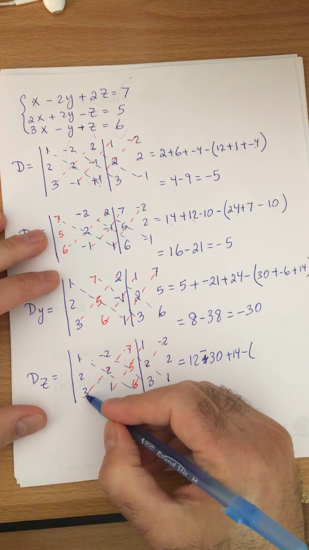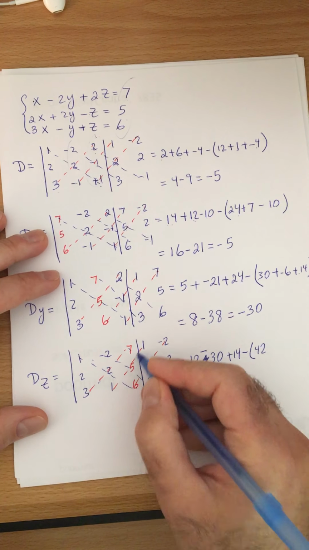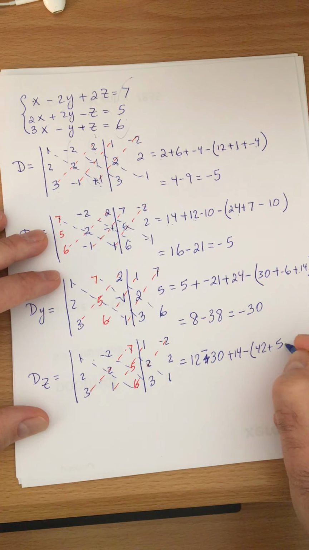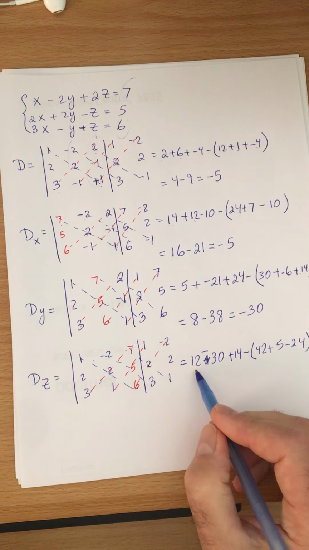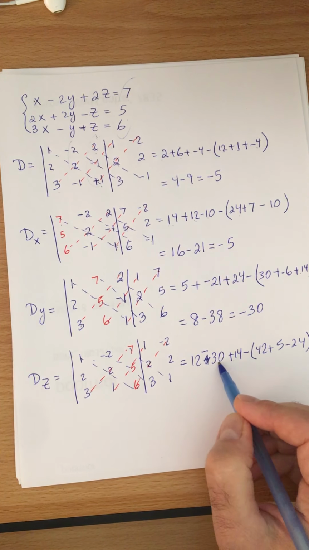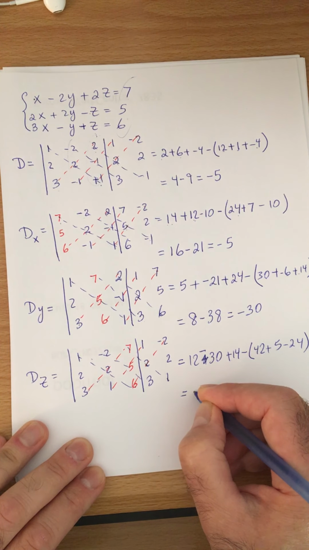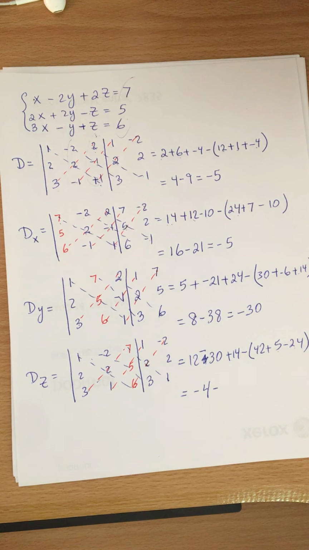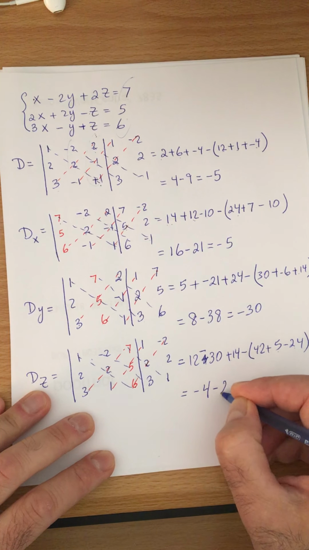All right, so what do we have? We have 3 times 2 is 6. 6 times 7 is 42. Plus 5 minus 24. So that's 26 minus 30. That's negative 4 minus 47. I'm getting tired. 47 minus 24. That's 23.